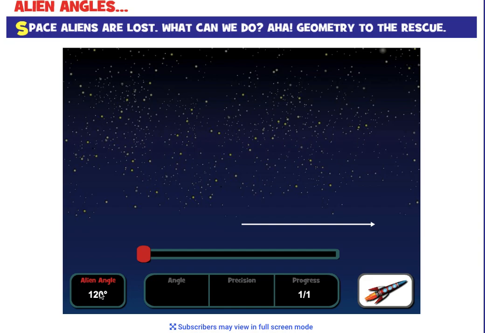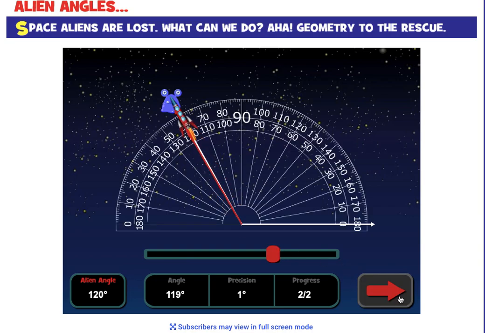Now the angle I'm looking at here is 120 degrees. So again, I'm going to go to 90 degrees because I know a right angle is 90 degrees. And I know that I need to be above 90 degrees. So I'm going to estimate here at 120 degrees. And again, I was pretty close. I was within 1 degree. So you can use that game to help you practice estimating angles.